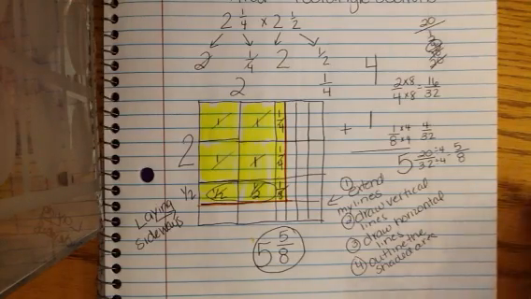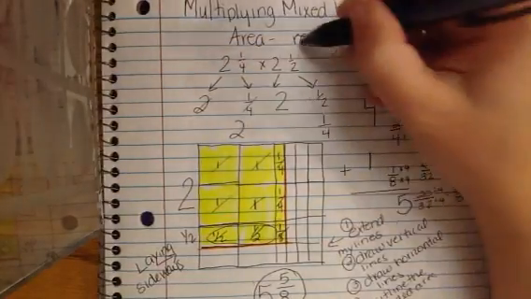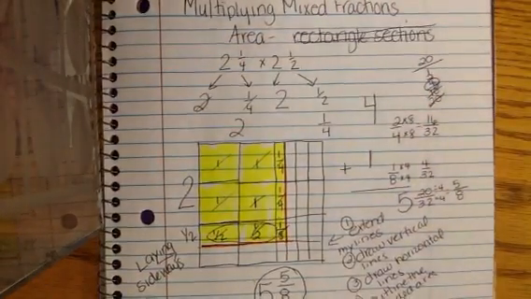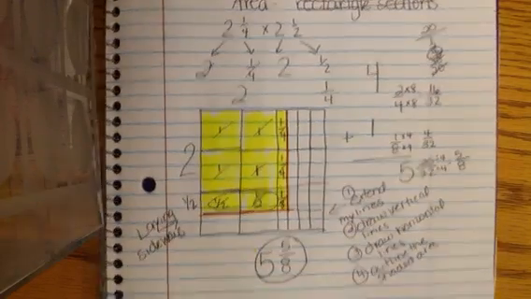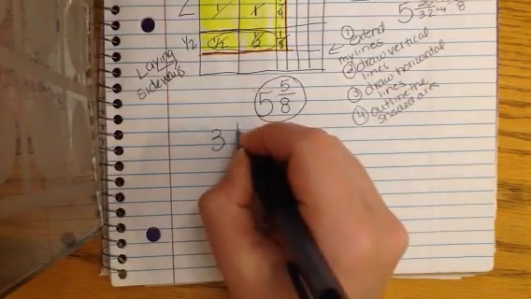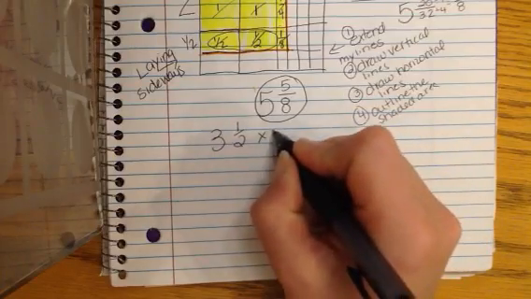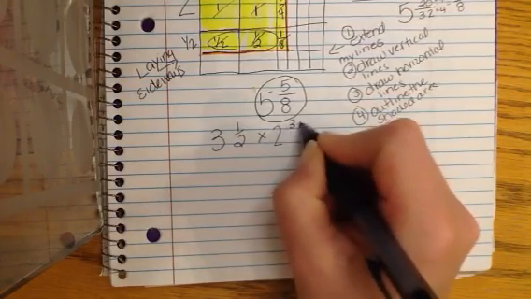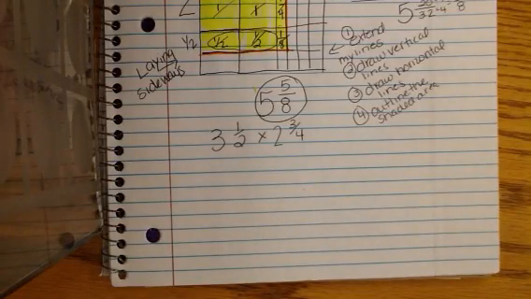5 and 5/8. I think actually I'm going to cross off this part of the notes, and we're just going to focus on area model today. So let's practice another one. What about 3 1/2 times 2 3/4?